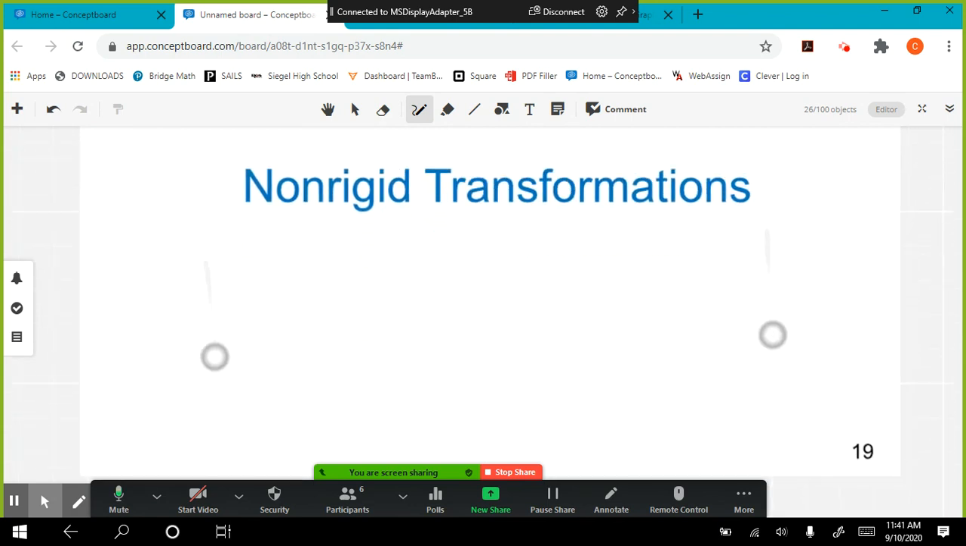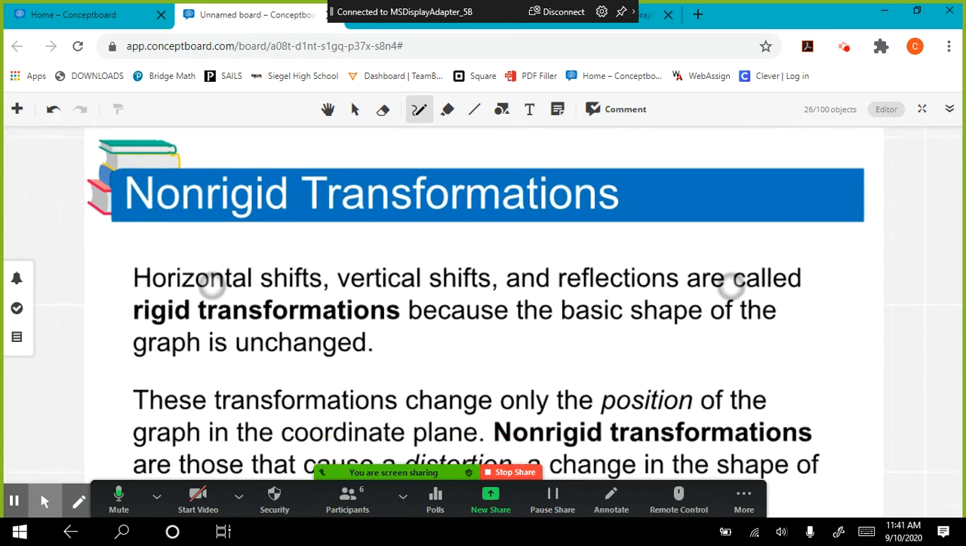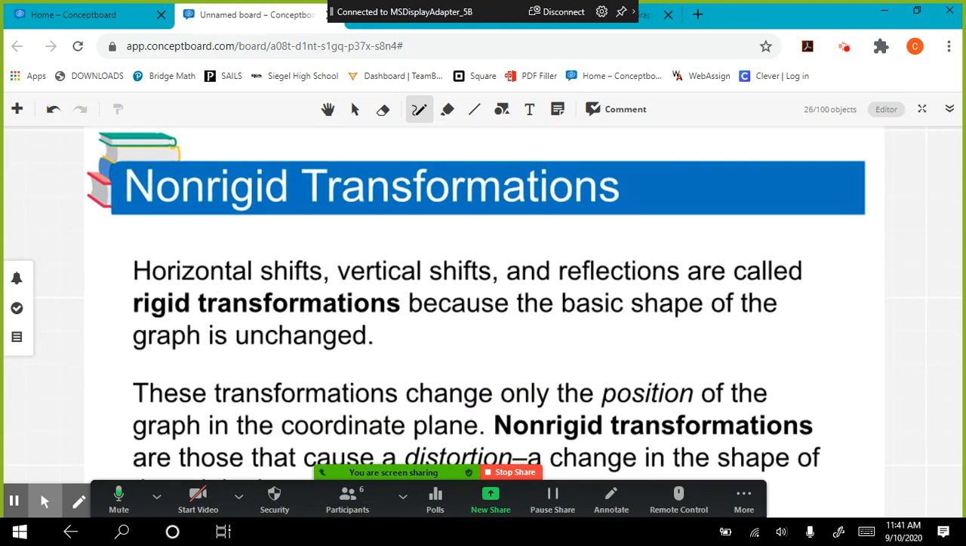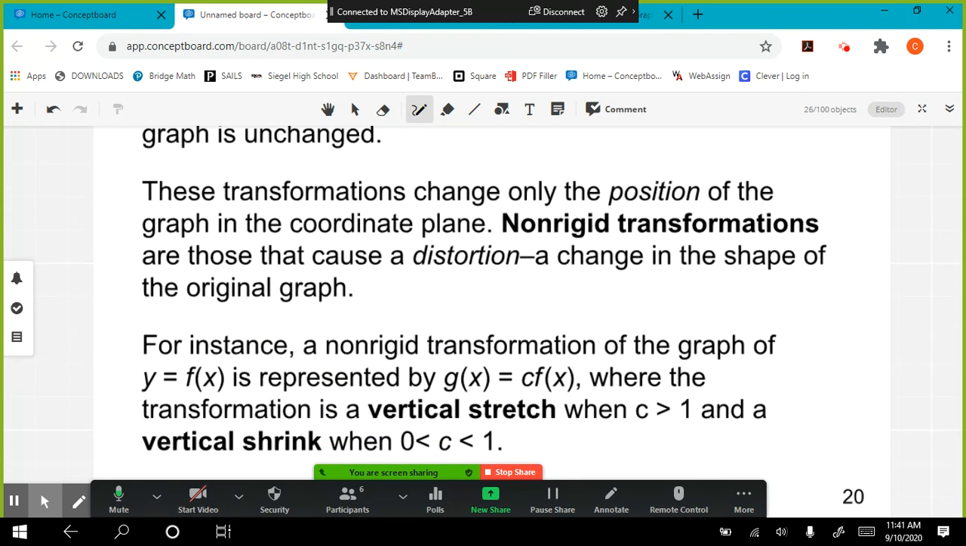All right, non-rigid transformations. Non-rigid transformation means you don't keep the exact same shape. All of those, you had the exact same shape of that parabola. It just got shifted around or maybe flipped. All right, this is going to talk about making a parabola that's more narrow or wider. That's called a non-rigid transformation.